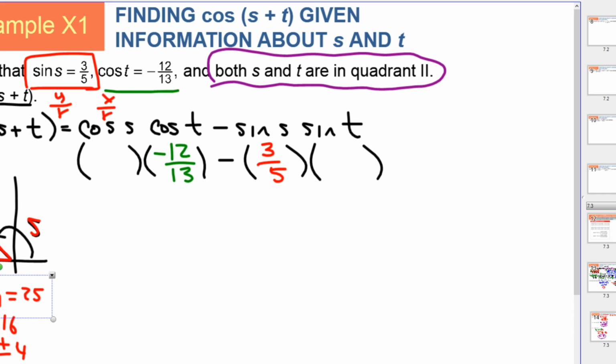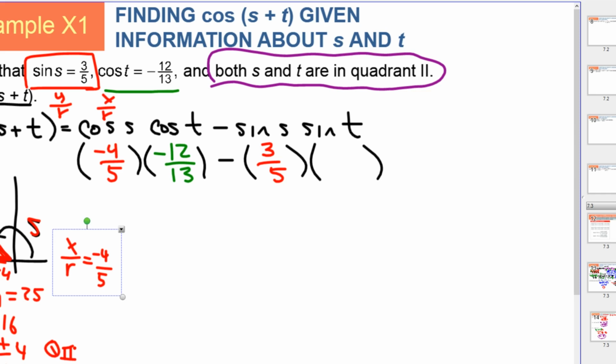But the thing about it is we're in quadrant 2. And in quadrant 2, we know that x number is going to be negative. Okay? x is negative 4. So guess what? If I have to do cosine of s, cosine of s is going to be x over r, negative 4/5. Negative 4/5 goes right there. x side is negative 4, r side is 5. We've done this before. Now we're going to do it again because we have to find something about t. The last blank is sine t.